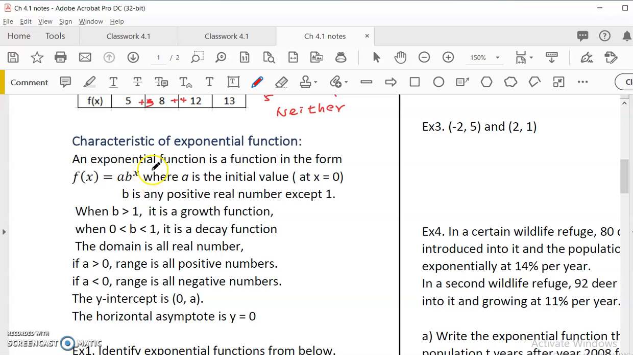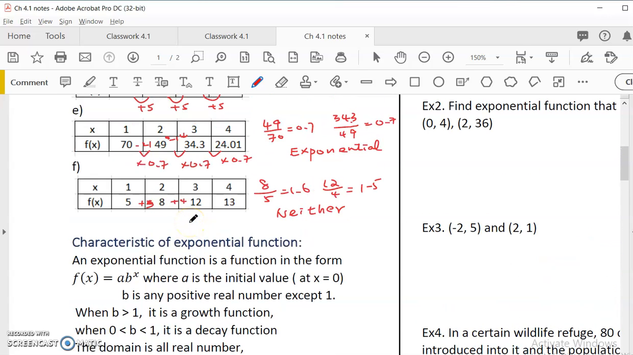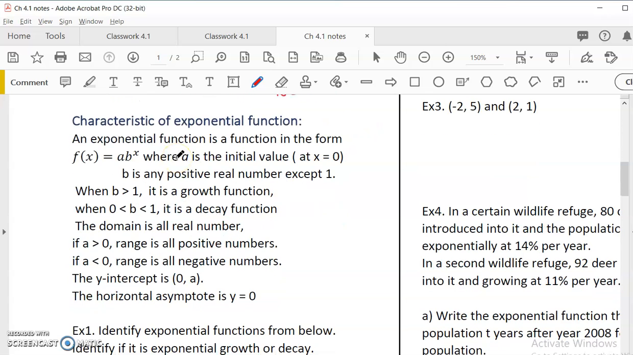Now, a, b, x has also special meaning. What is a? A is actually the initial value. So this is a value kind of like the y-intercept when x is 0. When x is 0, you start off with a. And b is the multiplicative factor that we talked about. So in the last example, we see, oh, I keep on multiplying by 0.7 to get to the second one. That 0.7 is b, whatever that you multiply.